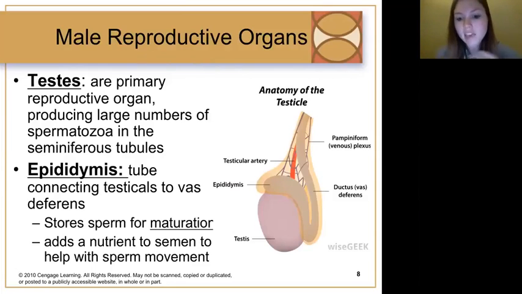They're going to be hanging out there, and they need to mature, because they don't start off as mature cells. They have to mature before they're ready to actually fertilize an egg. And that nutrient in the semen that helps with sperm movement is really important, because obviously if you have sperm that can't move and can't get to where they need to get to, you're not going to have a very good fertility rate.